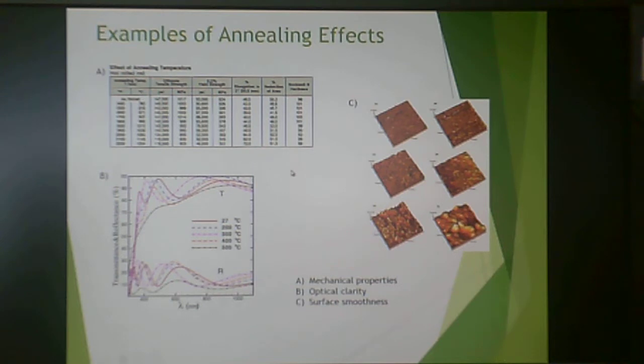Also, you tend to get much more smooth surfaces. At higher temperature, you get a lot more bumpy surfaces. And then you see here the various temperatures give you different levels of optical clarity. So you can modify the appearance and the properties of a semicrystalline polymer by annealing either at higher temperature or for longer time as well.